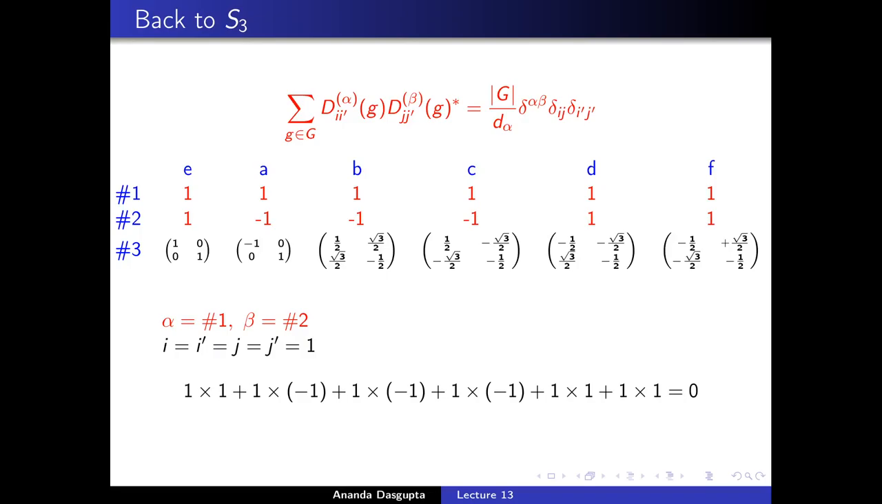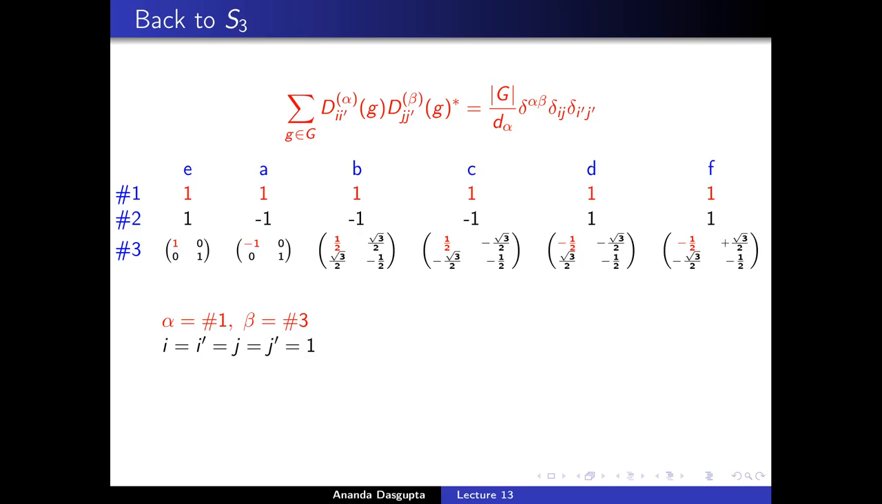Let us now go in for a slightly more non-trivial example. Here we are going to take two representations. The trivial one, our representation number 1 for alpha, and for beta I will take representation number 3, the two-dimensional one. For alpha, the values i and i prime can only run from 1 to d alpha, which is 1 to 1. So here you have no choice. But now you can choose different pairs, in fact 4 different pairs, for j and j prime.